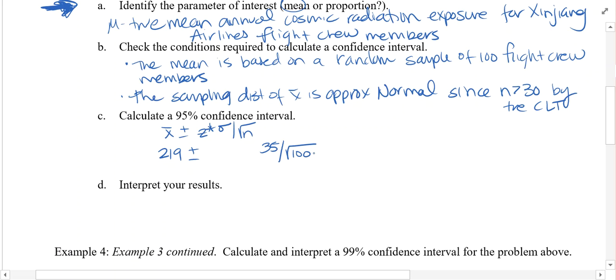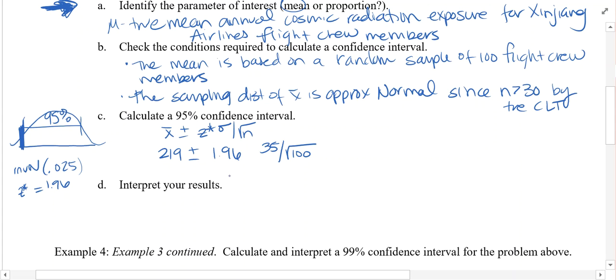For Z star, you can either flip back to your notes and figure out what it was. On the quiz and the test, though, I'm going to have you actually show your work for this. So what I would want you to do is something like this: the middle 95%. You're going to do inverse norm. You can just do the left tail, which would be 0.025, and then write Z star equals. You should get 1.96.